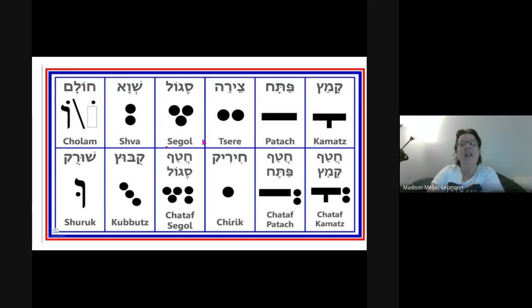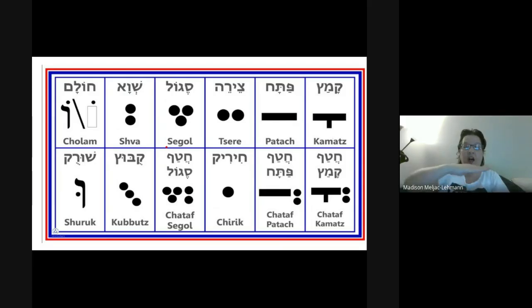Okay, so here's our vowels. And again, I use this chart because it's the simplest. And when I talk about the names, these are the names I'm going to give you. It's one of the charts that I tell people that some like different charts. But if you want a chart and you want to know when Madison says that's a Kamatz and you forgot what Kamatz is, you can look back at this chart and be like, oh, it's the T-shaped one.